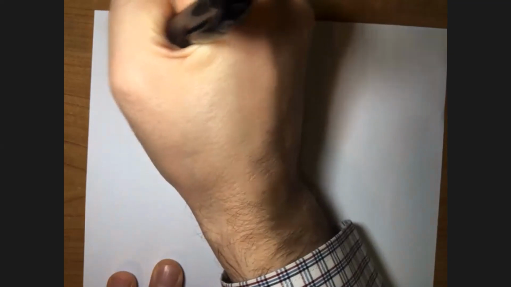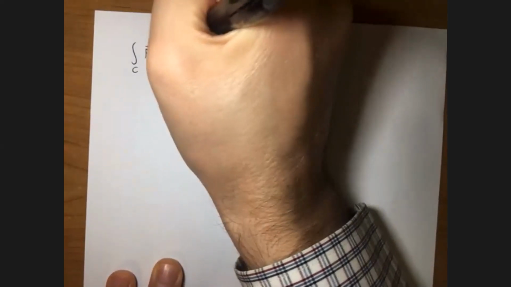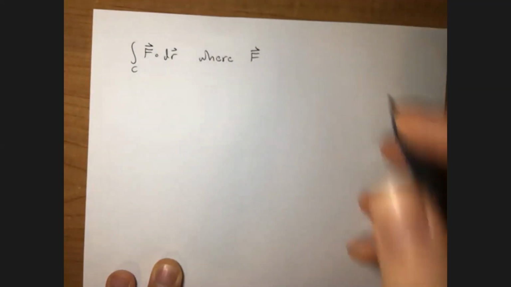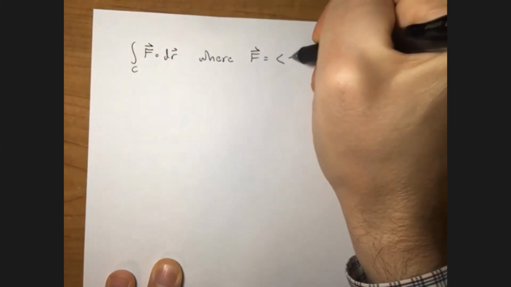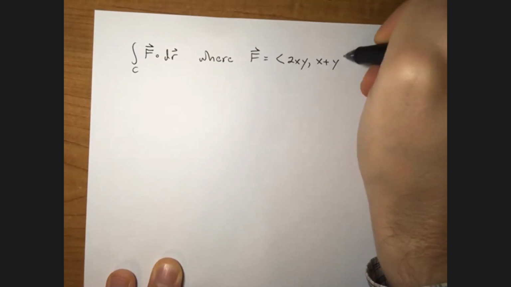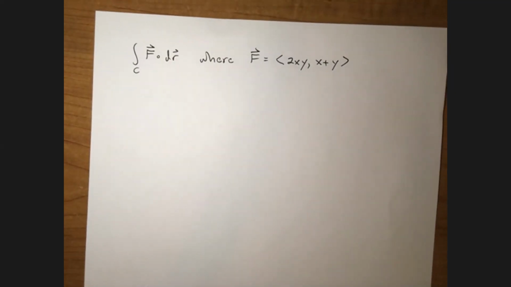What we're going to do is an integral along a curve. We're going to do F dot dr, okay, where F is the vector field 2xy comma x plus y. There's my vector field. And what is C?